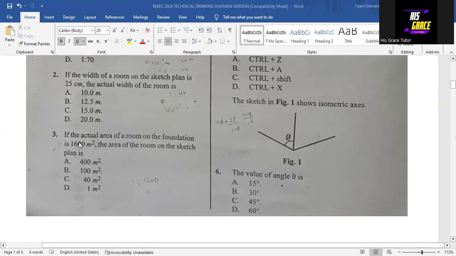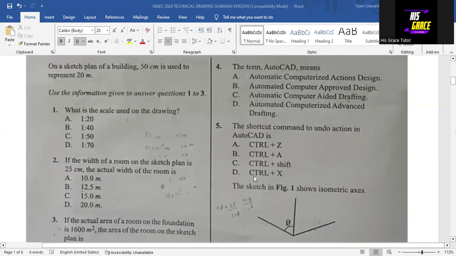Then question 3, if the actual area of a room on the foundation is 1,600 meters square, the area of the room on the sketch plan is, according to my calculation, I got 40 meters square. So the answer is 40 meters square. That is option C is the answer to this question.